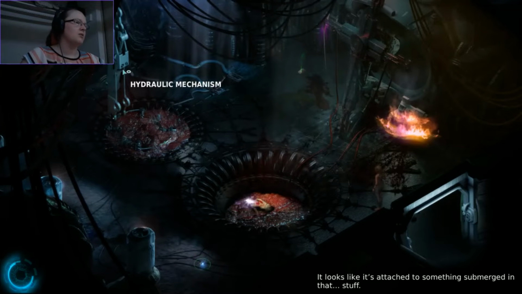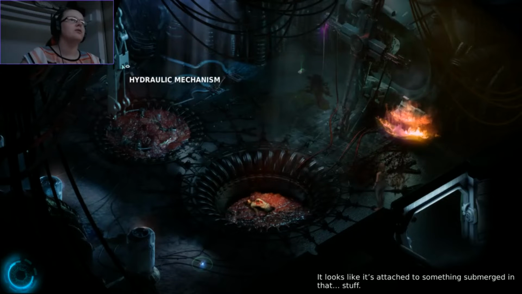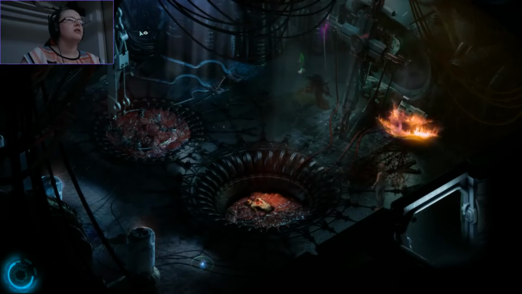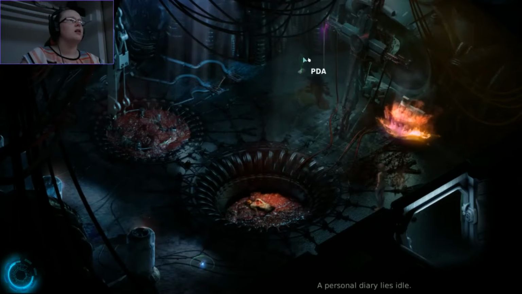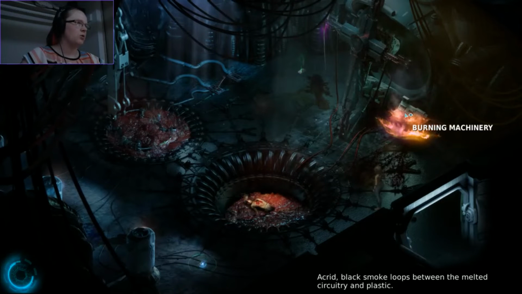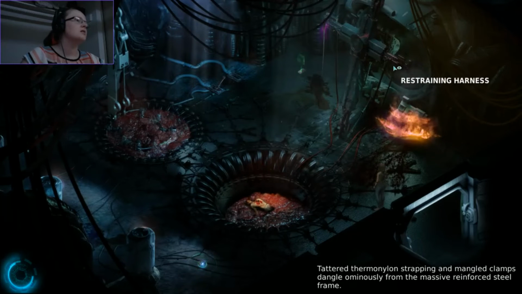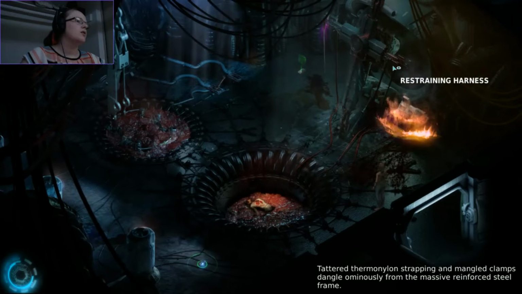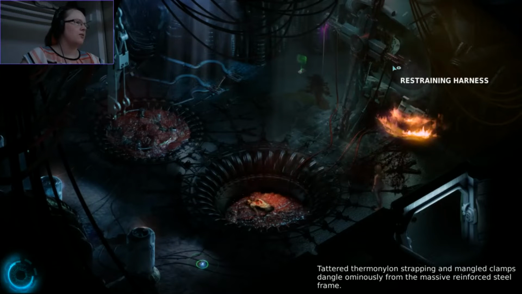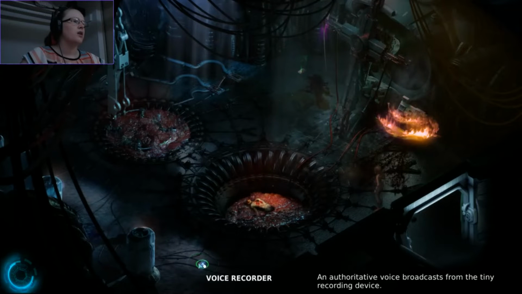Hydraulic mechanism. This looks like it's attached to something submerged in that stuff. Yeah. Lever. There's a PDA over here. Burning machinery. Acrid black smoke loops between the melted circuitry and plastics. Tattered thermonylon strapping and mangled clamps dangle ominously from the massive reinforced steel frame. Yep, we're gonna go grab this real quick.